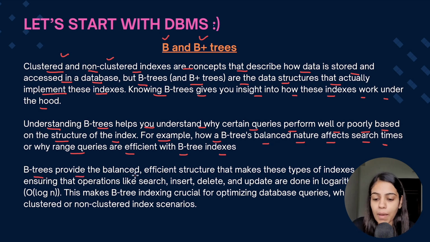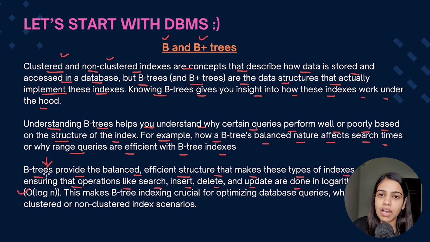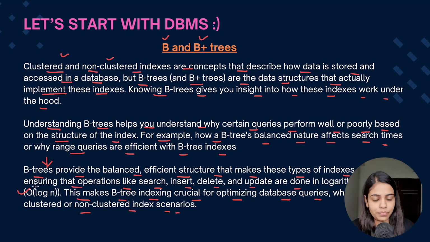B trees provide a balanced, efficient structure that makes these types of indexes performant, ensuring that operations like search, insert, delete and update are done in logarithmic time. So all the CRUD operations, like create, read, update and delete, are performed in logarithmic time whenever we use B tree data structures as part of our index implementation. This makes B tree indexing crucial for optimizing database queries, whether in a clustered or non-clustered index scenario. It really helps us get all those CRUD operations performed in logarithmic time, which is a great time complexity, and we can get our data very fast.